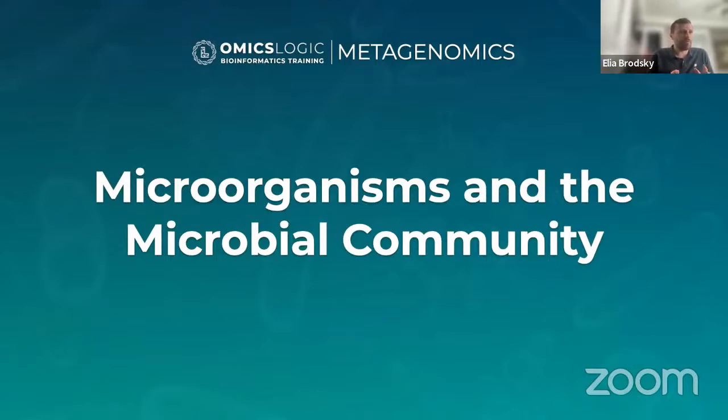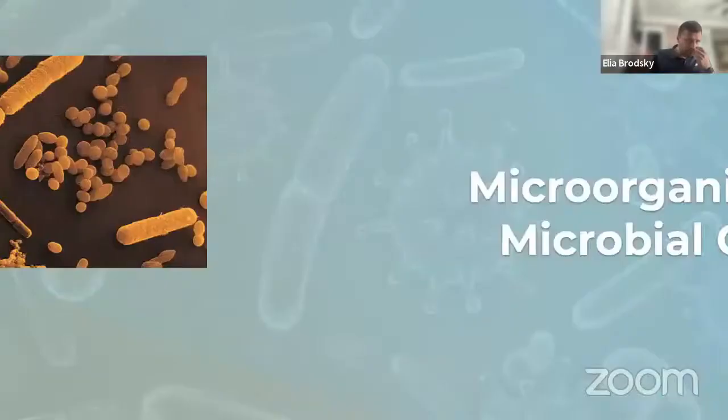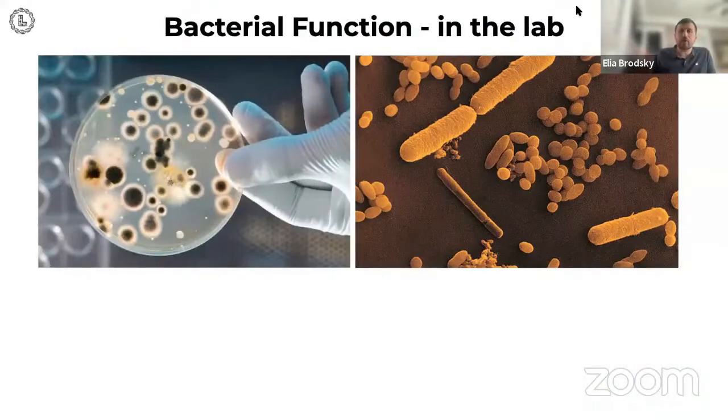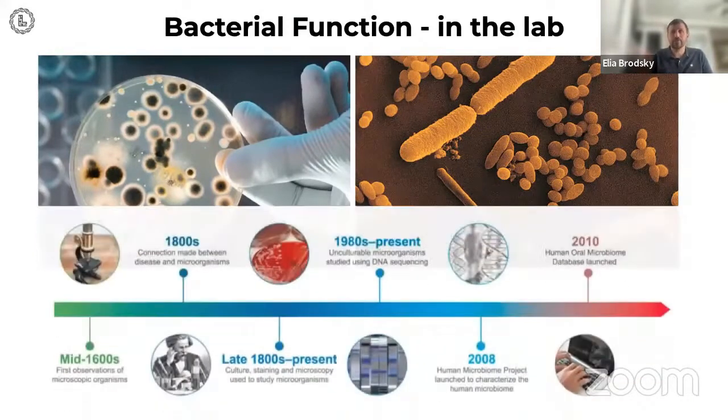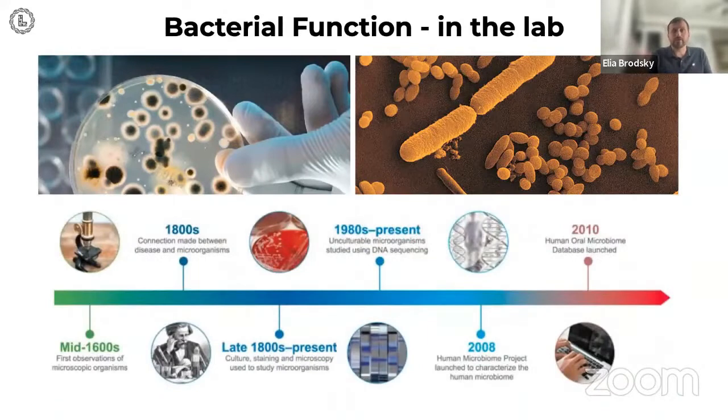So let's briefly talk about microorganisms and the microbial community. What are we trying to study, and how are we going to be able to study this community? Why is it new, and why is it useful? The connection between disease and microorganisms was already established in the 1800s. Already towards the end of the 19th century, laboratory methods for growing microorganisms in a lab culture were developed, helping characterize them with staining. These studies provided important information about bacteria function in isolation.